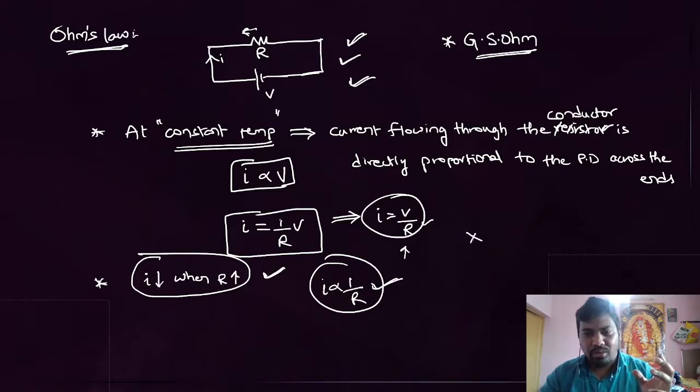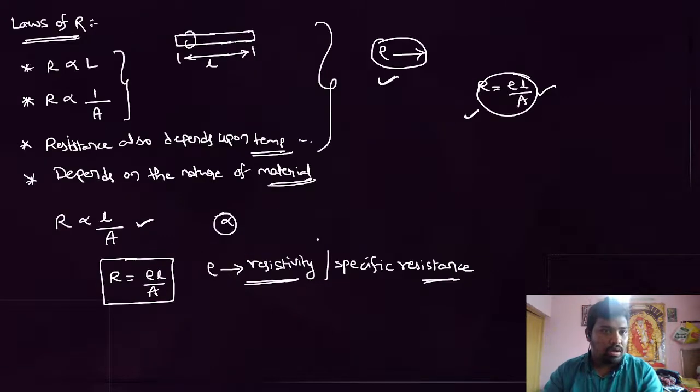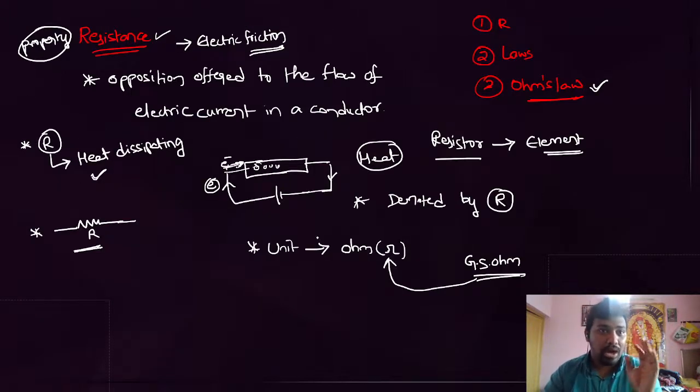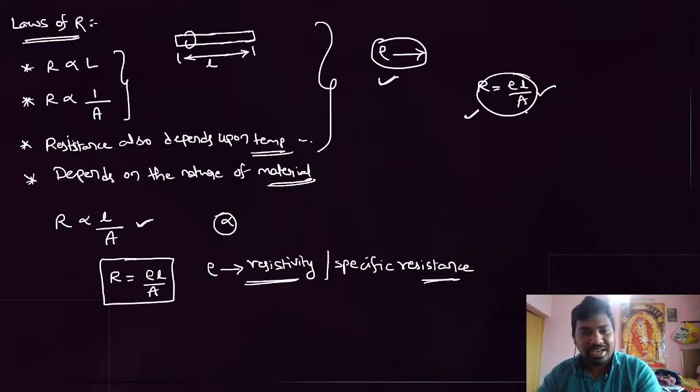So we have two major drawbacks. Variable temperature is not applicable in Ohm's law, and it is not applicable to non-linear elements like diodes, etc. There are many other disadvantages also, but for the time being, let us see Ohm's law only. In the later classes, we will see those things. So we are done with the theory part: what is resistance, what are the laws of resistance, and what is Ohm's law.